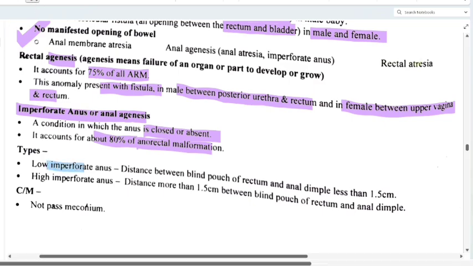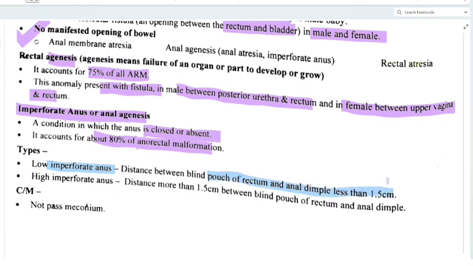See, low imperforate anus, that is distance between blind pouch of rectum and anal dimple less than 1.5 centimeter. In low imperforate anus, the distance between blind pouch of rectum and anal dimple is less than 1.5 centimeter. High imperforate anus में क्या है, distance more than 1.5 centimeter between blind pouch of rectum and anal dimple. इसमें 1.5 सेंटीमीटर से कम है, उसमें 1.5 सेंटीमीटर से ज्यादा है.